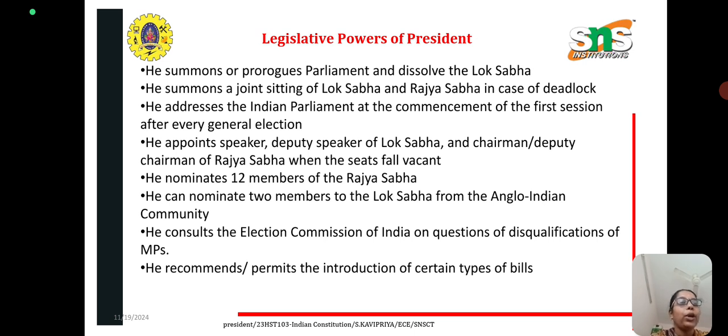He can nominate 2 members of Lok Sabha from the Anglo-Indian community. He consults the Election Commission of India on questions of disqualification of MPs. He recommends or permits the introduction of certain types of bills.